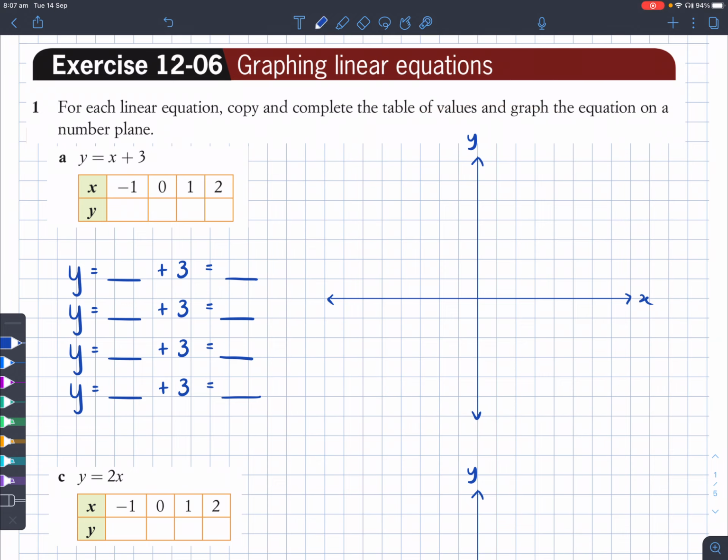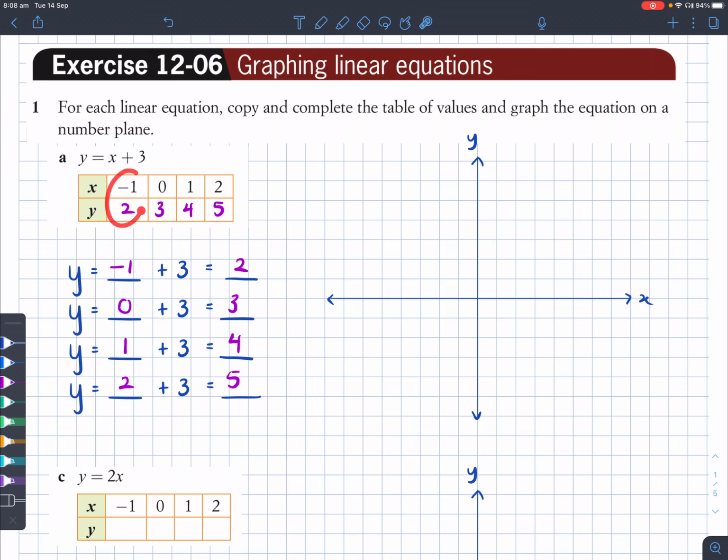So what we're going to do here first is we're going to complete that table. So the equation is y is equal to x plus 3. We're going to substitute x as -1, followed by these numbers here. So if we substitute a -1, we'll have y equals -1 plus 3, which is going to be 2. When we substitute in 0 into that, we get 0 plus 3, which is 3. When we substitute in 1, we get 1 plus 3, which is 4. And when we substitute in 2, we get 2 plus 3, which is 5.